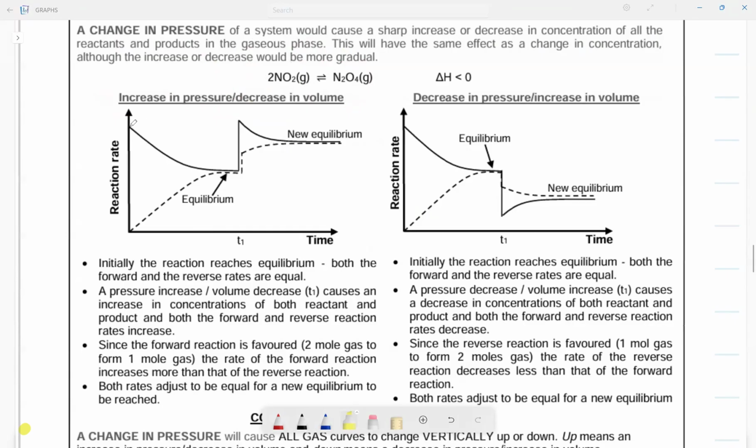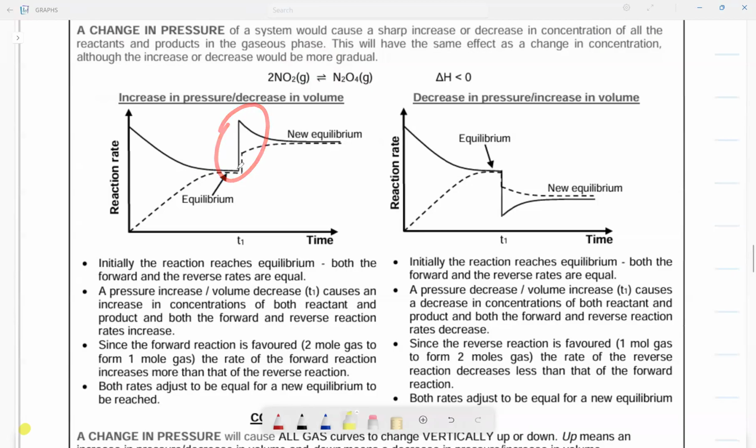Reaction rate, here it is. Initially, the forward reaction decreases because we are using our reactant. It reaches equilibrium. The reverse reaction increases, we are forming them. It reaches equilibrium. Now there is an increase in pressure. Now both of them will increase. This is 2, this is 1. We want to favor the one that produces what? Less.